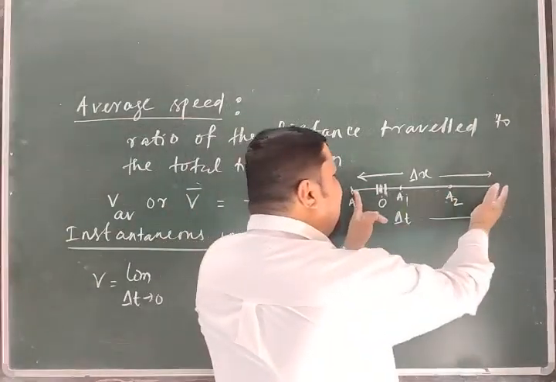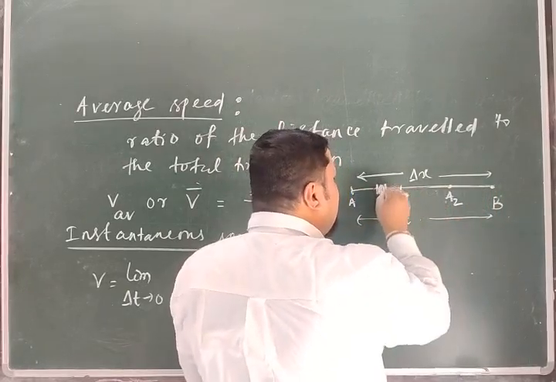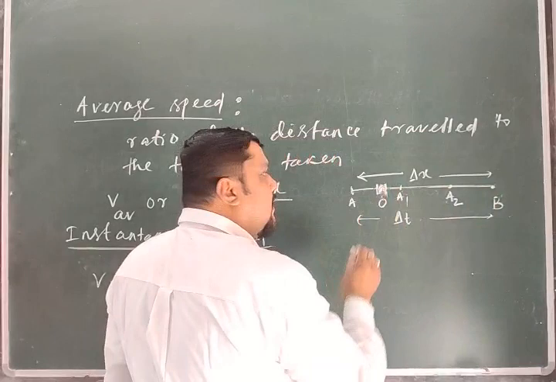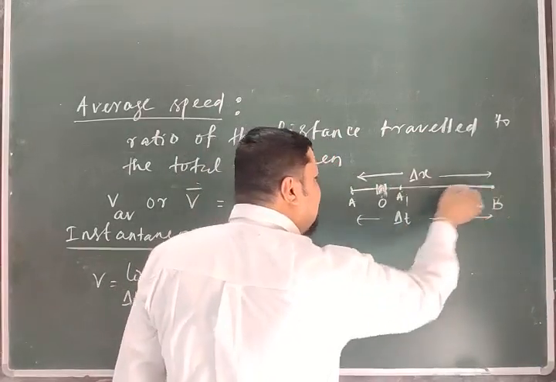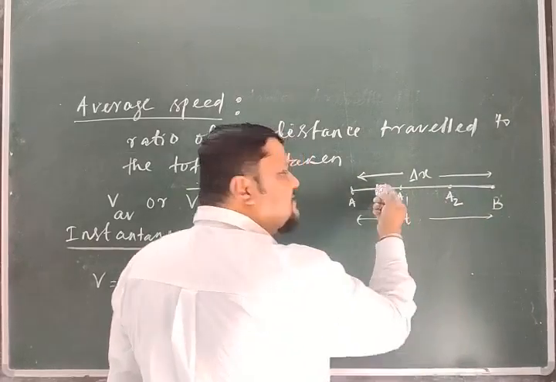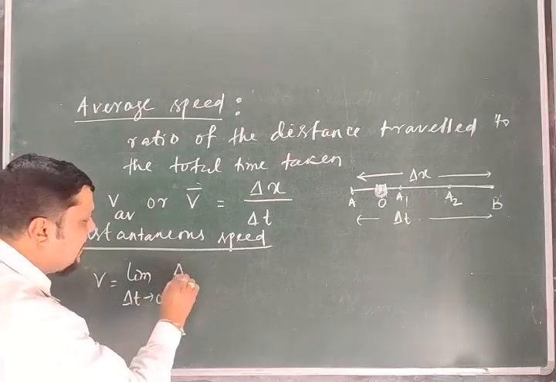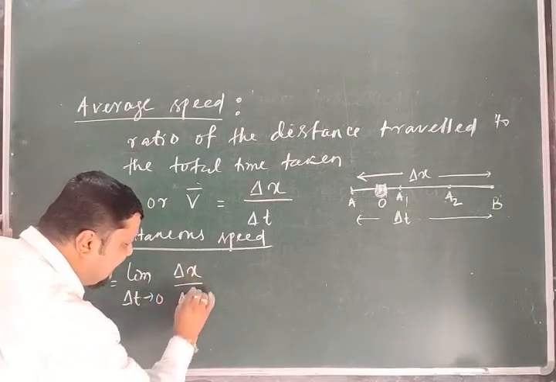The total time is delta t. If I make this time smaller, I can reach that instant O. I will make this side also smaller, so I can reach this instant. Obviously the distance is also smaller. So limit delta t tends to 0 of the average speed, delta x by delta t.